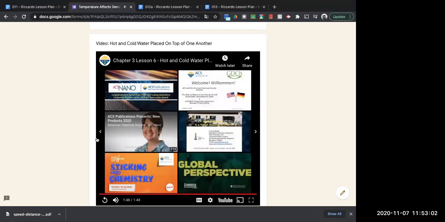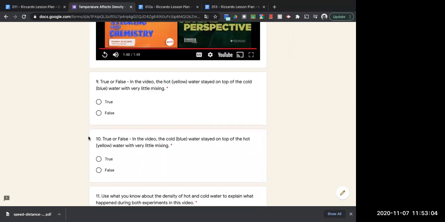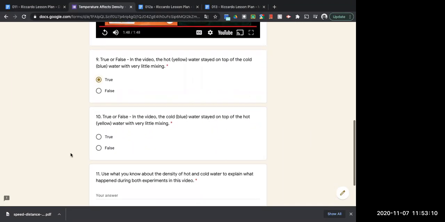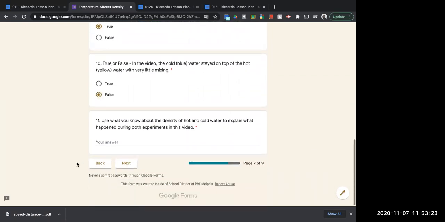Yep, it's going to go green. Yay! True or false, in the video, the hot water stayed on the top of the cold water. Very little mixing. Yes. And the cold water stayed on top of the hot water with very little... What? The hot water stayed on top of the cold. Yes. The cold water stayed on top of the hot. No. All right.